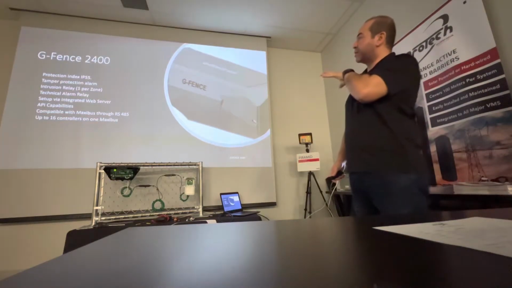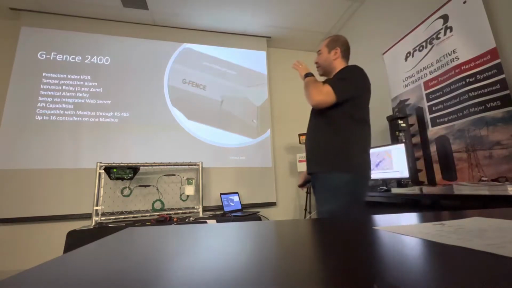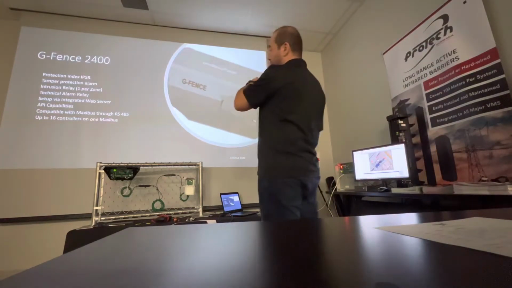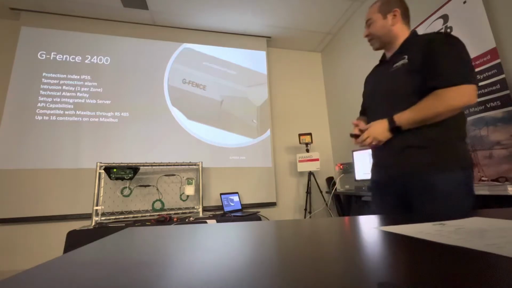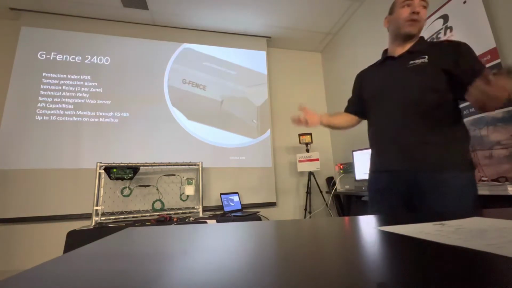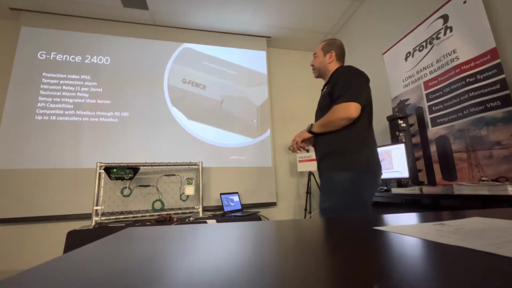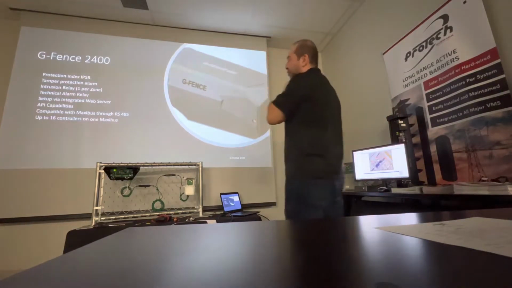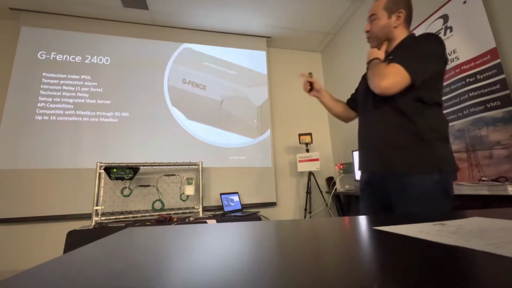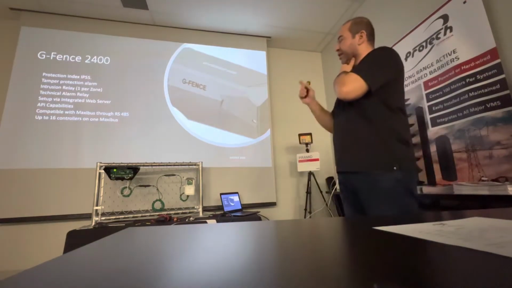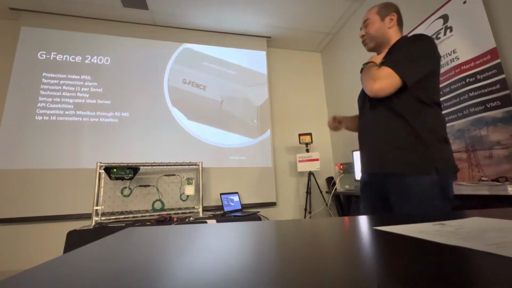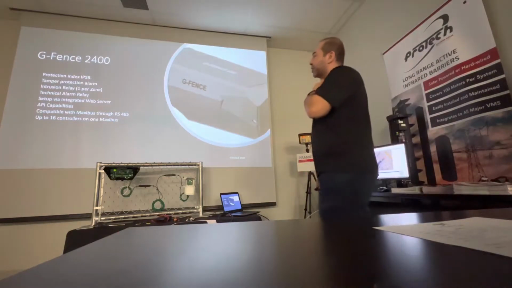So the G-Fence 2400 has protection index IP55 for the box itself, but the G-Fence can even be put inside another NEMA 4 box, or it could be installed inside a building using an inner cable, 18 gauge, 4 wires, non-detecting cable, up to 200 meters. Very important: you cannot exceed that value because you will have some communication issues.